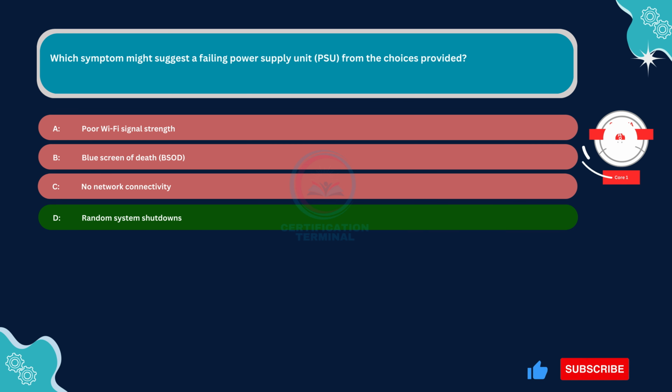Option C, no network connectivity, is incorrect. Lack of network connectivity is typically related to issues with network hardware, drivers, configuration, or ISP problems. It's not a symptom directly associated with a failing power supply unit. While power supply unit failure can lead to system instability, resulting in various symptoms, loss of network connectivity is not a primary indicator of power supply unit failure.